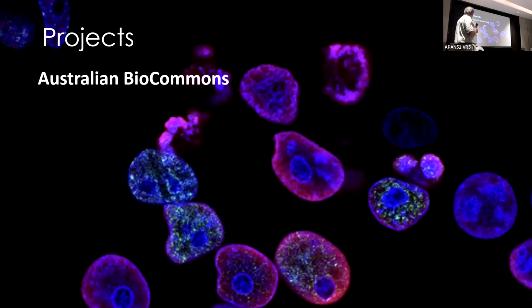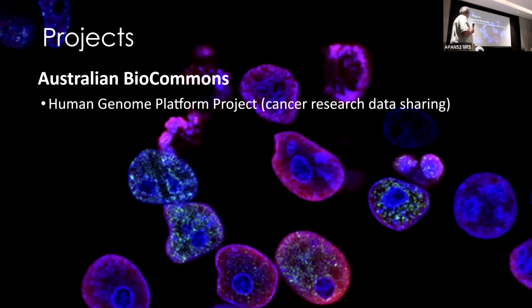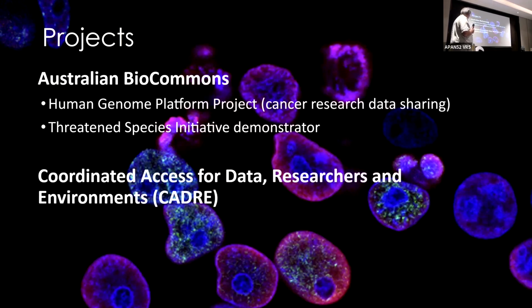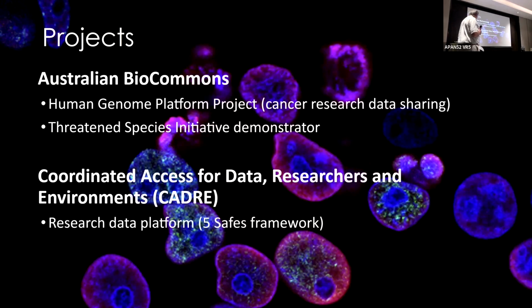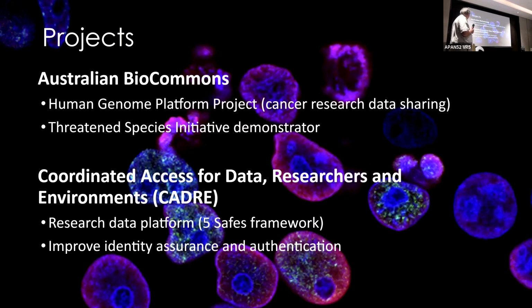Some projects were underway: Australian Biocommons, human genomics platform, so it's a data sharing thing; threatened species initiative demonstrator, so coordinated access for data research and environment, the Cadre project, so another research data platform; the 5 Safes framework; and improved identity assurance and authorization, authentication. So these ones were actually projects where we're not just doing authentication, but we're also enhancing identity assurance. So the service actually knows better that the person is who they say they are.